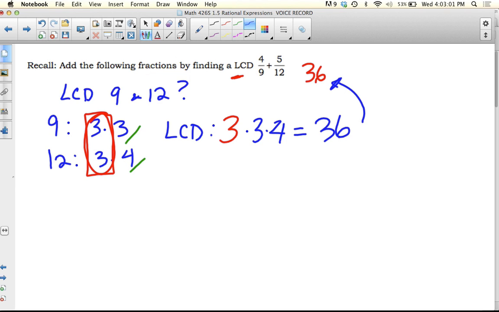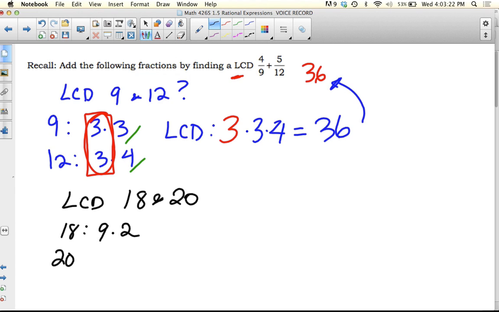Okay, let me do another example. Let's find the LCD of 18 and 20. What's the lowest common denominator of 18 and 20? Well, let's write the factors of 18, 9 and 2. Let's write the factorization of 20. That's 2 times 10, right? Look, they have a common factor of 2.